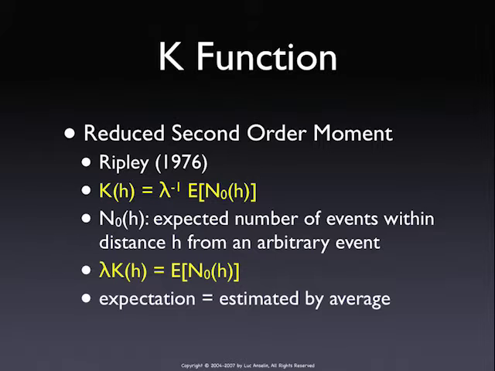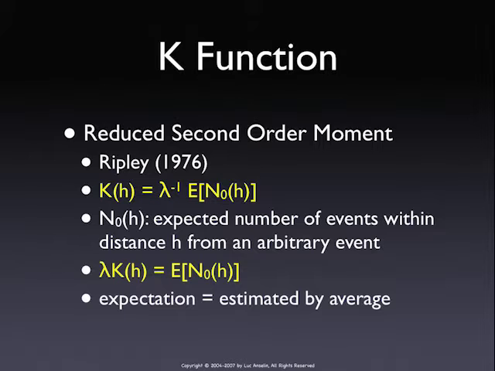An arbitrary event is any point in the pattern. Distance, we know how to calculate distances. So we take a point, we draw a circle around it, count how many points are in it, do this for all the points and average it, and we're in business. So that's the power of the K function.